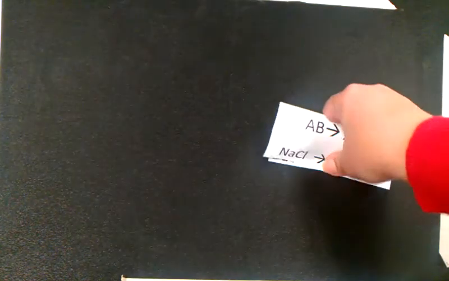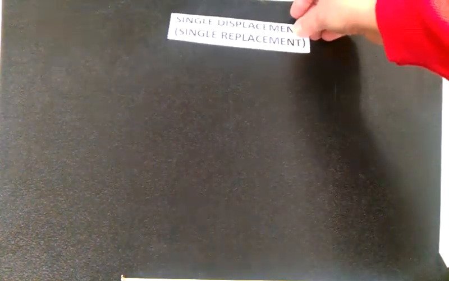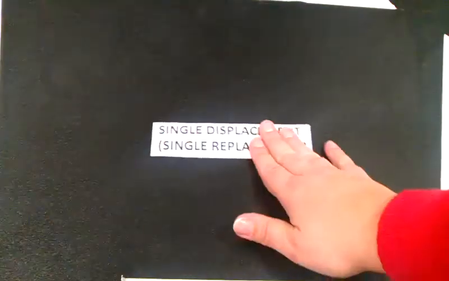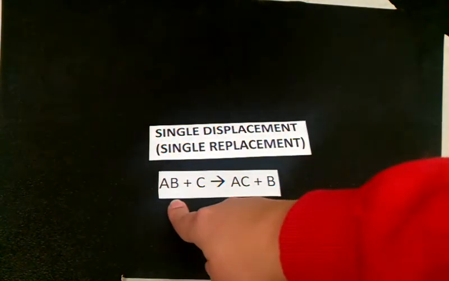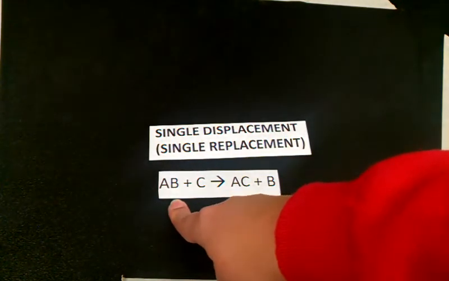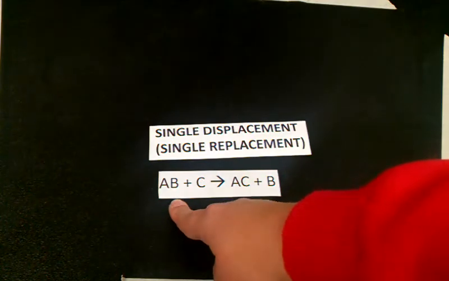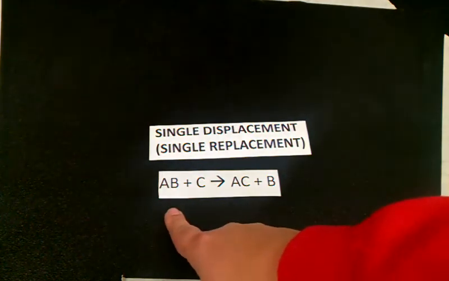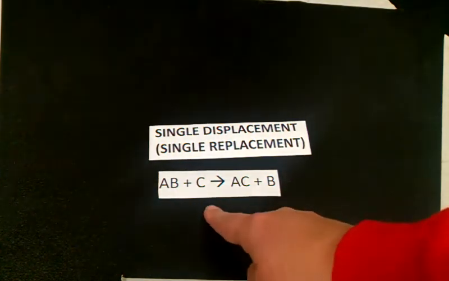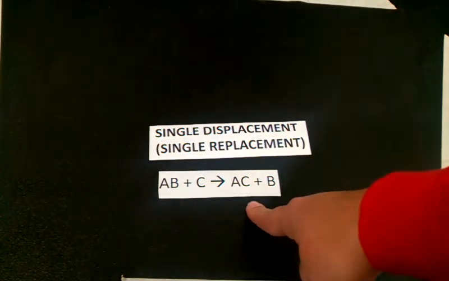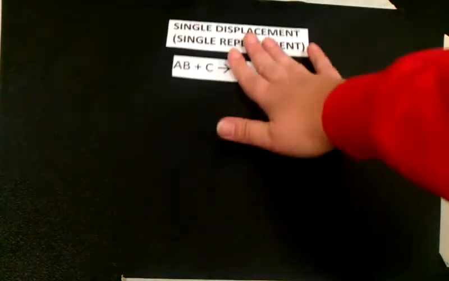A third kind of reaction you can have is called a single replacement reaction. This happens when you have an ionic compound, AB. In this case, single replacement, or single displacement, is always going to be ionic, and then you've got something by itself. That something by itself is going to trade places with something in the compound, right?